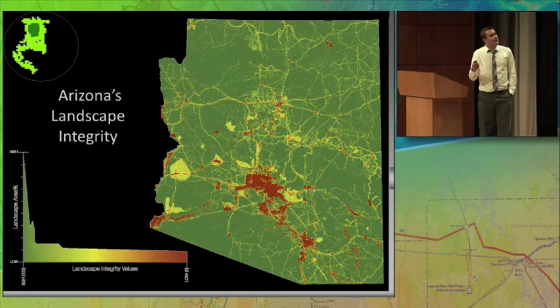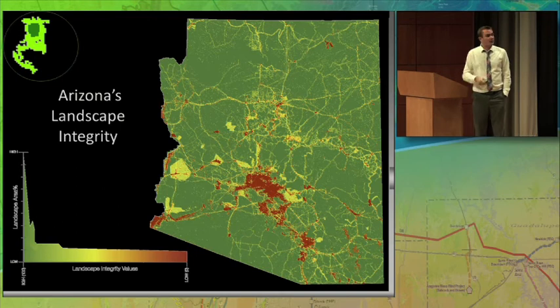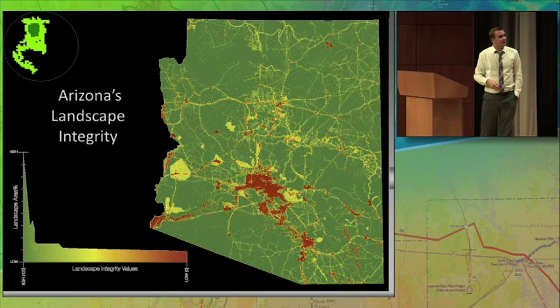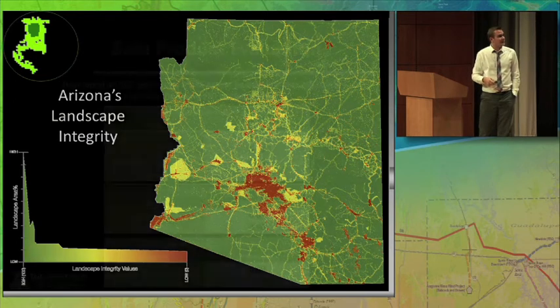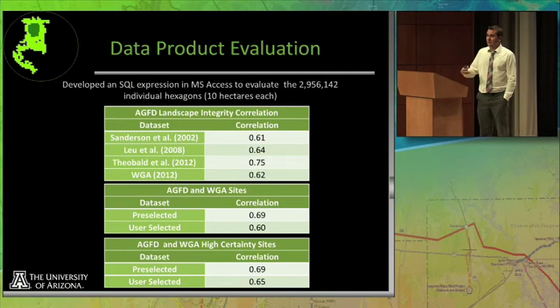So all of these things together, and we're able to create a surface now, which is Arizona's landscape integrity, right? So we equate this to being a human footprint map, right? Here we have Phoenix, my neck of the woods down here in Tucson, and the remainder of the Arizonan landscape. So one of the things that we had to do earlier in the process was get a sense of how well our data product was stacking up to some of the previous analysis of these types of things.